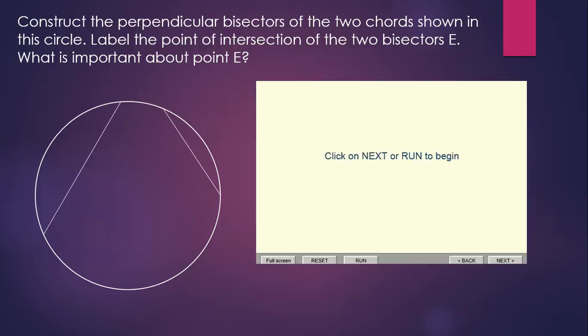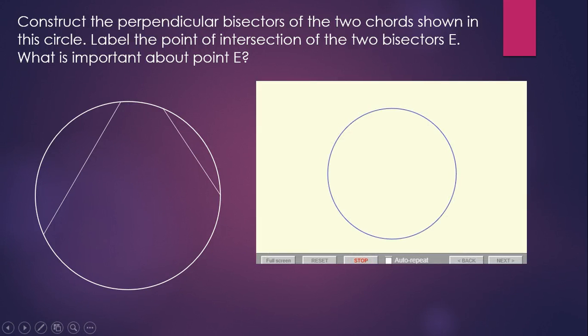Construct the perpendicular bisectors of the 2 chords shown in this circle. Label the point of intersection of the 2 bisectors E. What's important about point E? So we have the same construction to do twice. We'll have to construct a perpendicular bisector for one segment and then repeat that for the other segment.